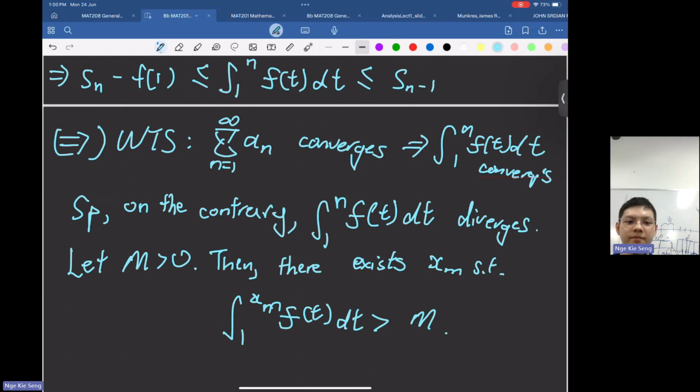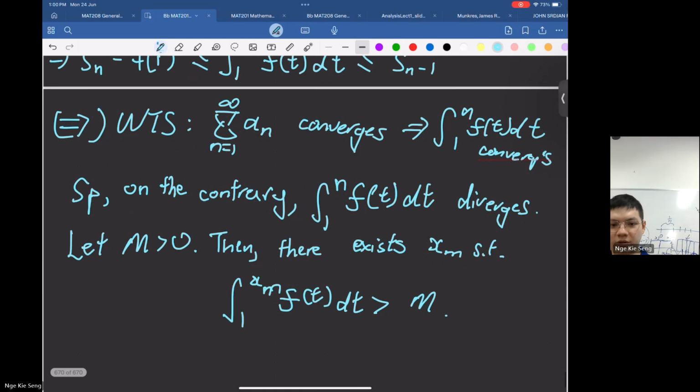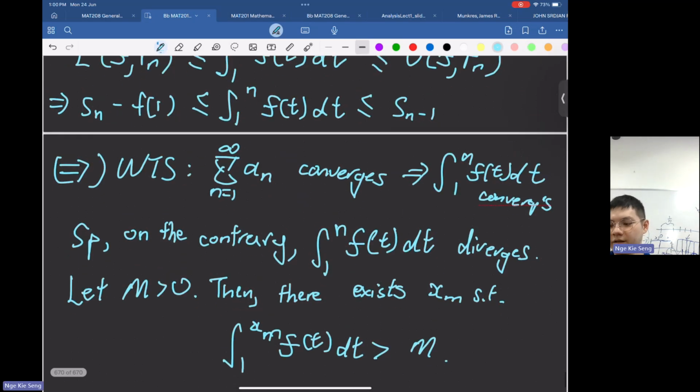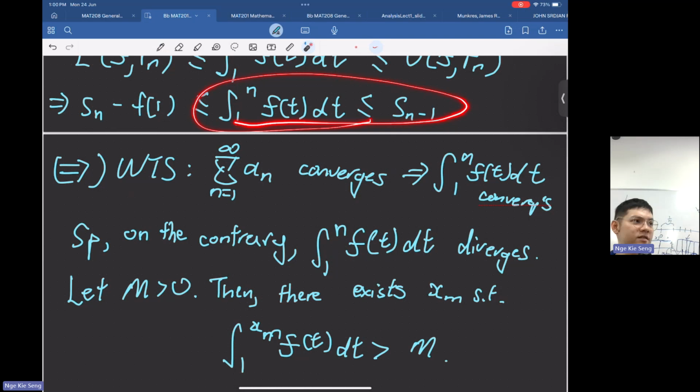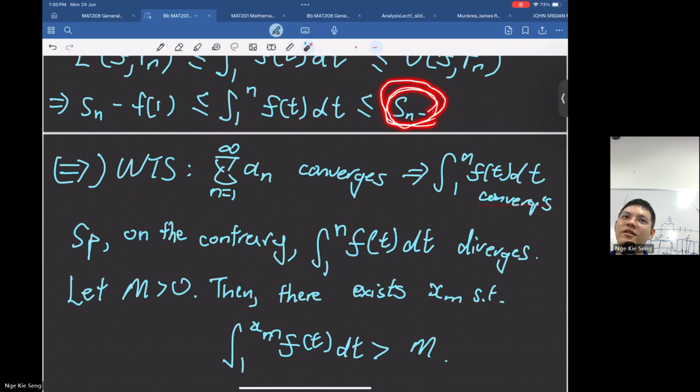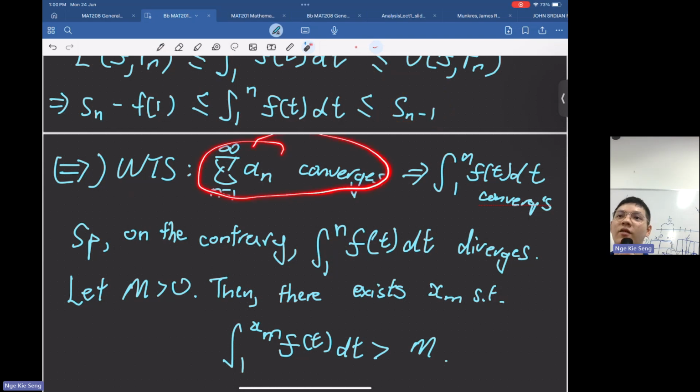Then where's the contradiction here? How to get the contradiction here? You see, look at this inequality here. You see that the middle guy already diverges. Then you should see that the last guy also needs to diverge. If this last guy diverges, what happened? Sn diverges. Okay, but we assumed that Sn converges.